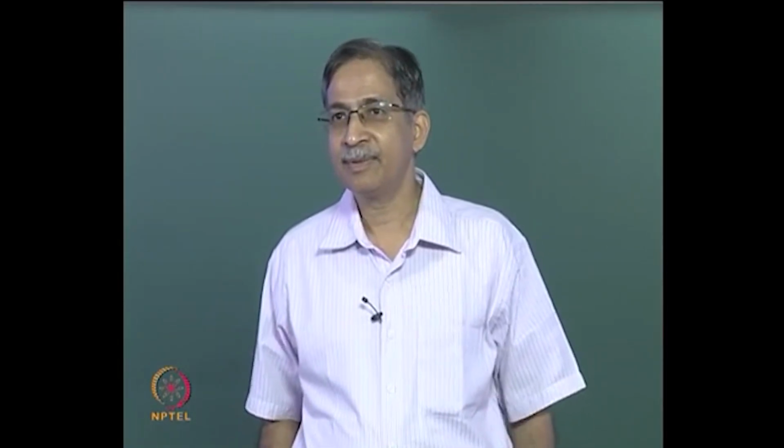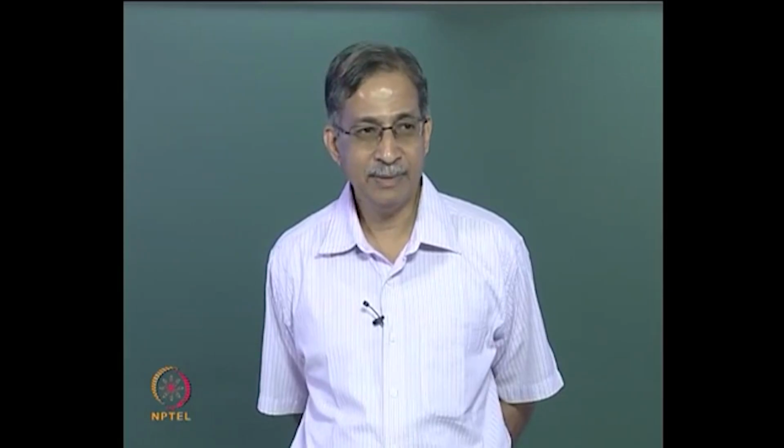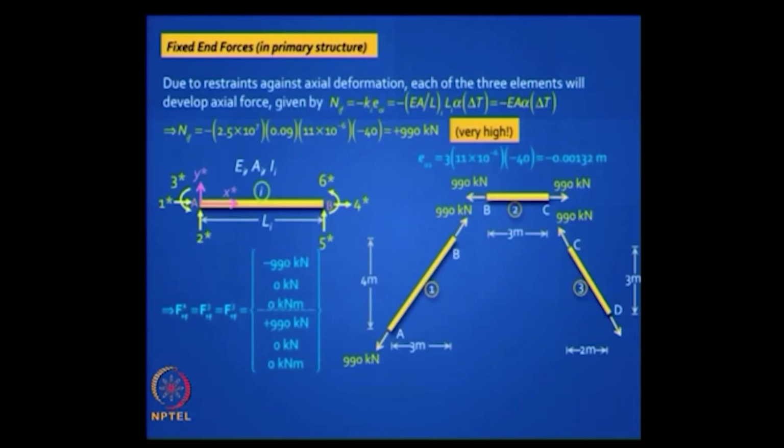Okay, so first we will write the fixed end force vector. There are 6 degrees of freedom, of which only the axial degree of freedom will have a non-zero value. There is no shear force and bending moment. So we write minus 990 at F1 star F, and plus 990 at F4 star F. Is it clear? This is the same for all the 3 elements.